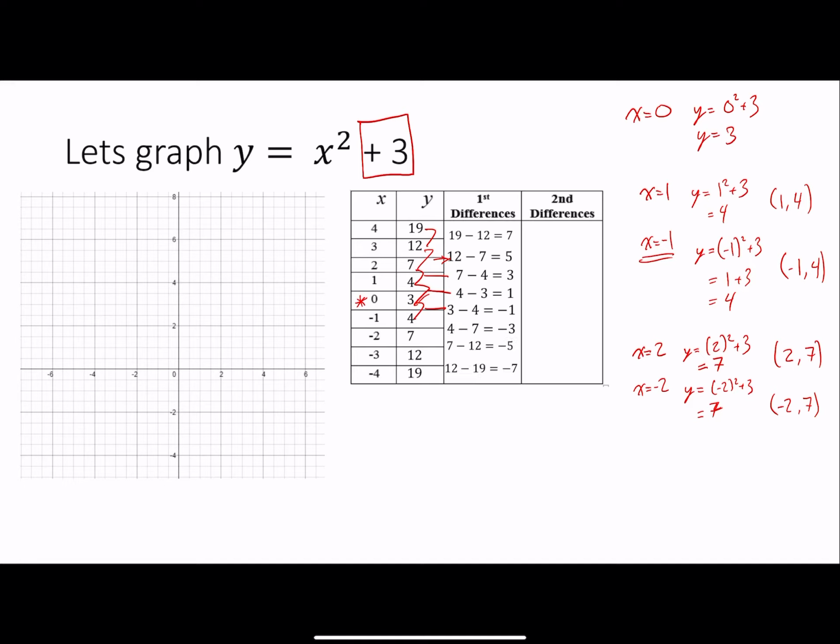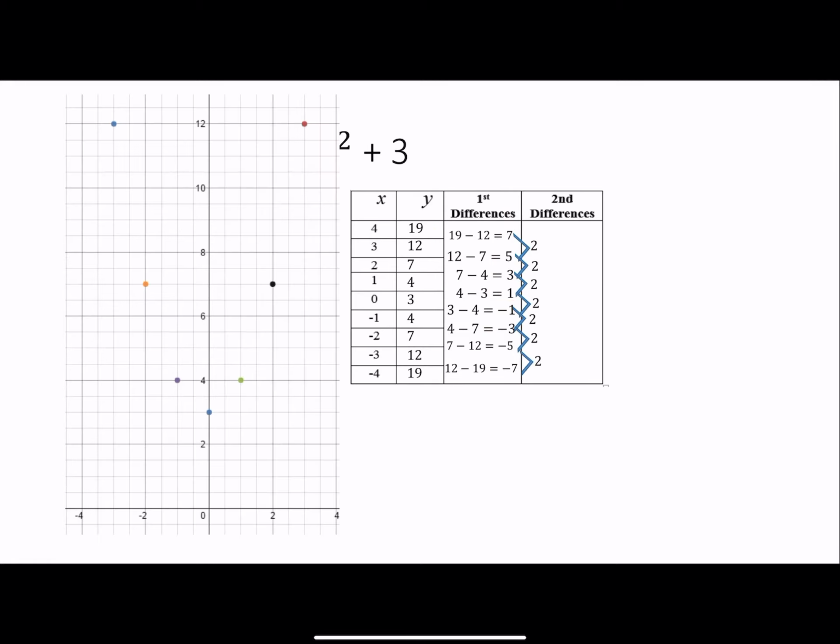And we see our step pattern is the same: 1, 3, 5, 7, just like in our previous example. Our second difference is going to be 2. That's going to be true for all our quadratic functions. So our steps increase by 2. It's drawn out here. These are my points: 0, 3, 1, 4, and minus 1, 4. That's here. 2, 7, and minus 2, 7.